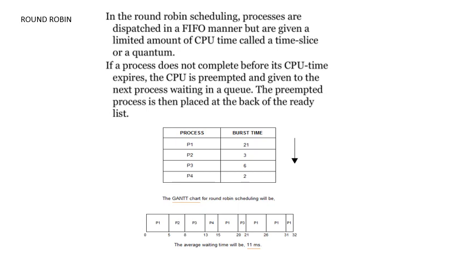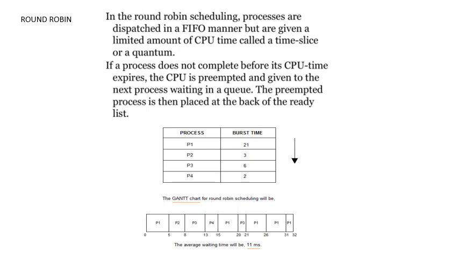What happens in round robin? As we all know, it is a scheduling algorithm. Here, some fixed time is allotted to each process, and this fixed time is called the quantum, which is used for execution. The processes are dispatched in first-in first-out manner, but they are given a limited amount of CPU time, which is called the time slice.